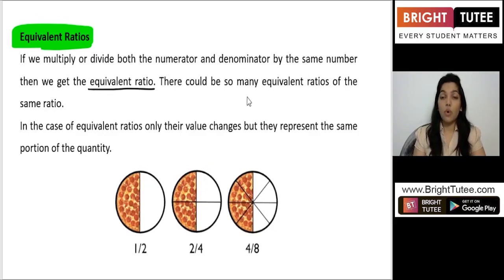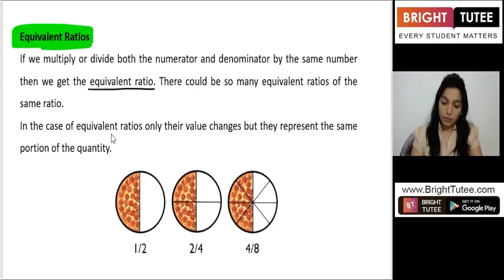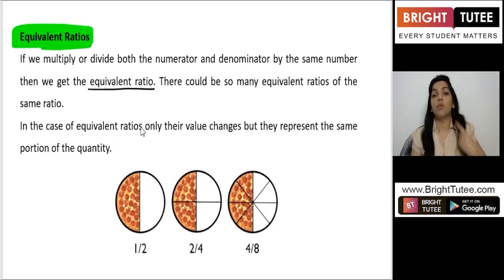There could be so many equivalent ratios of a given ratio, because we can keep on multiplying with any number that we want, or we can even keep on dividing the numbers, the fractions, the ratios, by any number. Now, in the case of equivalent ratios, only their values change, but what they represent stays the same. Like you can see here the example of a pizza.